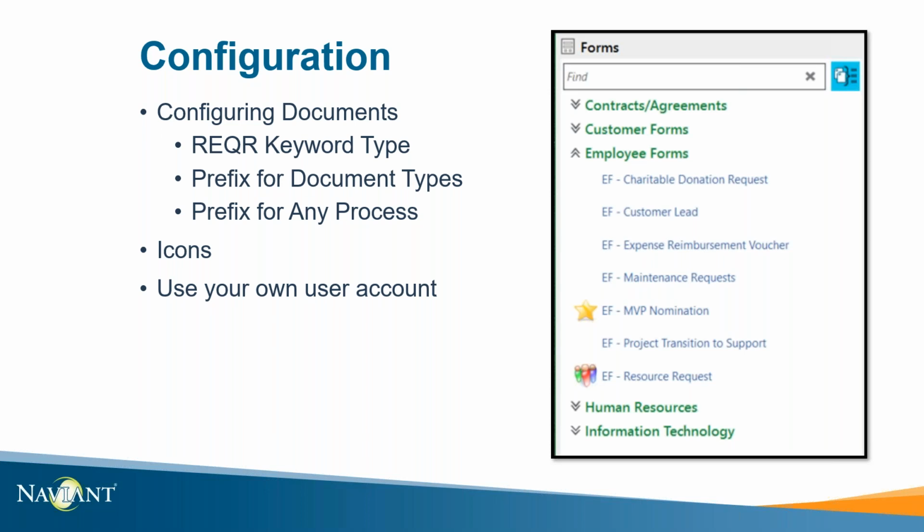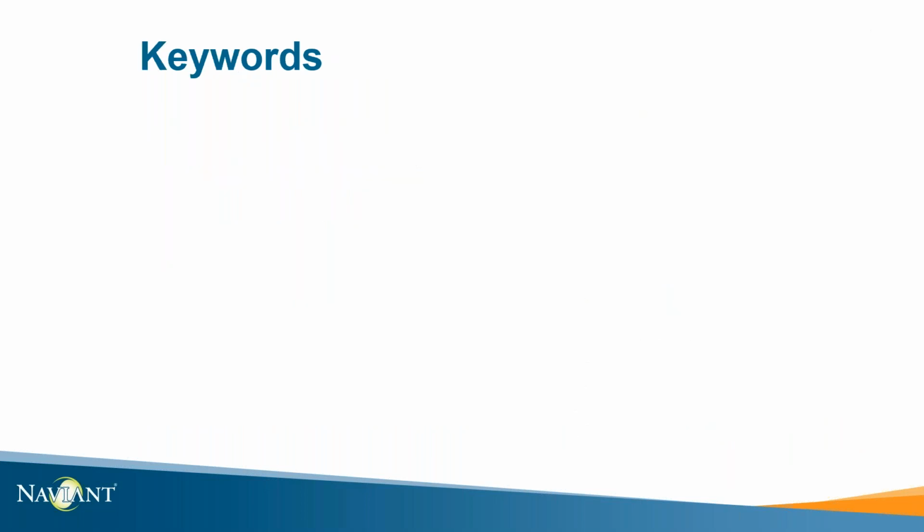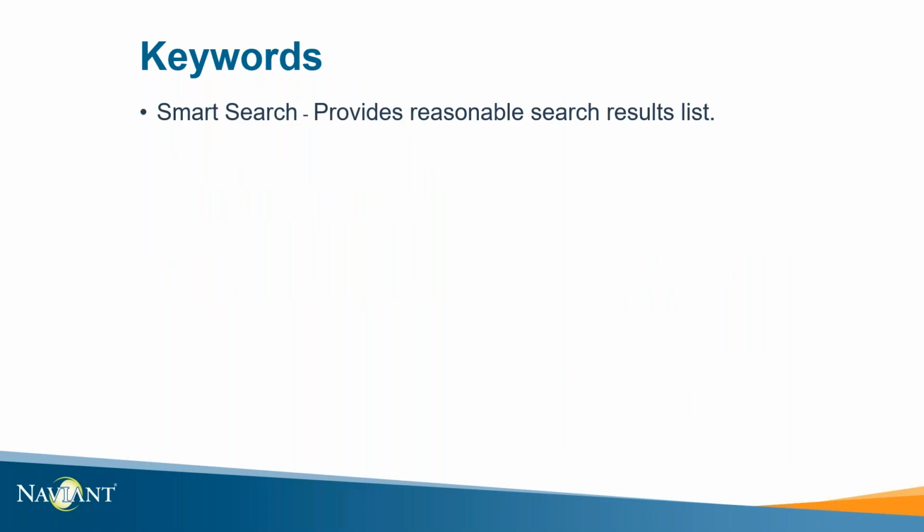So now I want to backtrack up a second to this first point that I made about documents having at least one required keyword type. Having at least one required keyword type allows users to perform a search and retrieve a shorter list of results within OnBase. That brings me to my next best practice topic, keywords. When configuring keywords, we want to give our users something called a smart search. A smart search is a short search results list ranging around 50 documents.